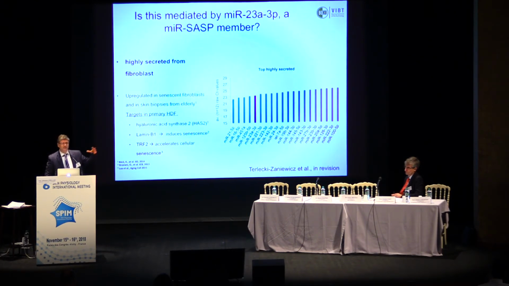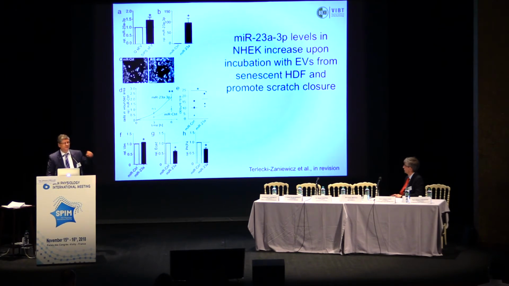Can we trace this effect on keratinocytes down to a specific microRNA? One of the microRNAs that we found differentially expressed per single vesicle is microRNA 23a-3p. So we transfected the keratinocytes with this microRNA alone, and indeed we can phenocopy the effect that we saw with the full extracellular vesicle fraction from senescent cells.